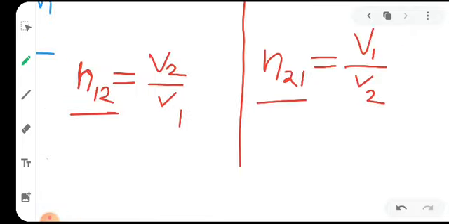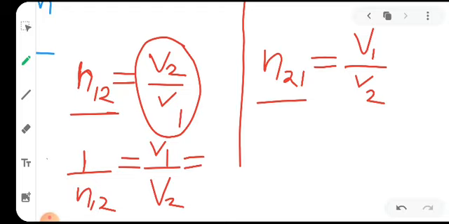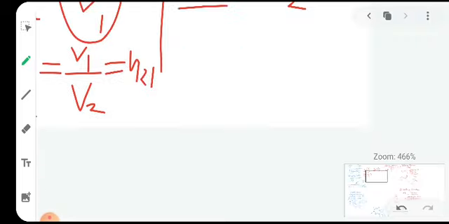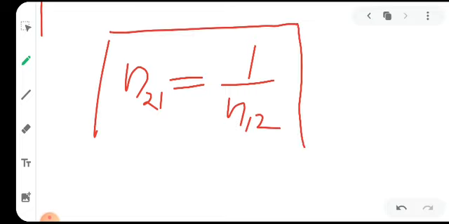See over here in this equation, if you take the reciprocal, it will become v1 by v2 and the left-hand side will become 1 over n12. And what is v1 by v2? It is nothing but n21. So you get this relation also: n21 is equal to 1 over n12. So this is the reciprocal relation.